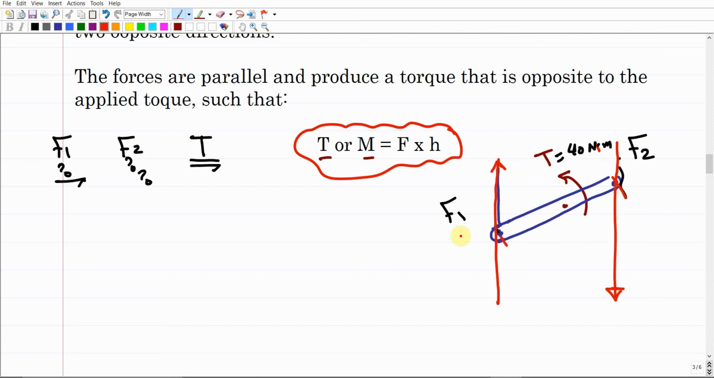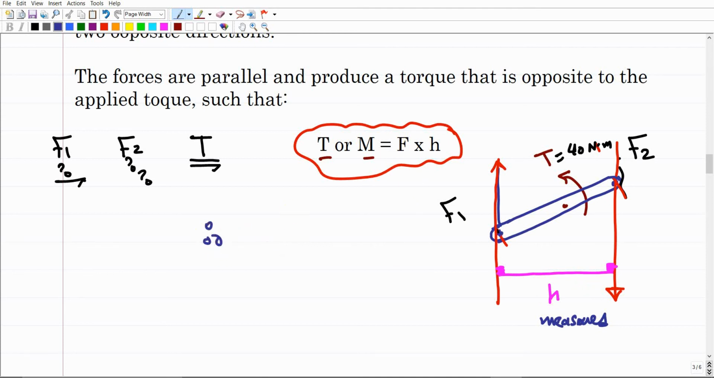Make sense? Then if you draw a line that is normal to F2 or F1, the length of this line should give us H. As long as we are generating this drawing with a scale, we can draw this line to scale, so H can be measured. Once we measure H and plug it in here, you can come up with F.